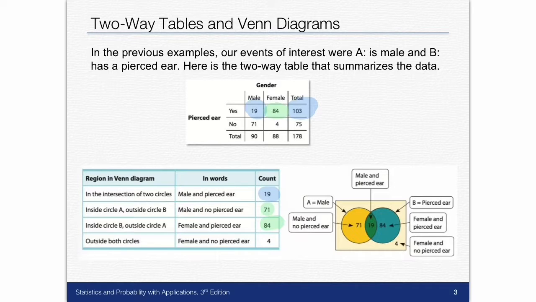And then if you add these all up, you have the not males and the not pierced ears, and that's the 4. If you weren't sure of that 4, if you didn't have the table, you would add up the three numbers you have, 71, 19, and 84, and then you'd have some value, and you would subtract it from the 178, and what's left is the 4. So I'd end up with 174 when I added them all up. 178 minus 174 leaves me 4 that are then female with no pierced ears. So you're going to have some practice today making your own Venn diagrams.